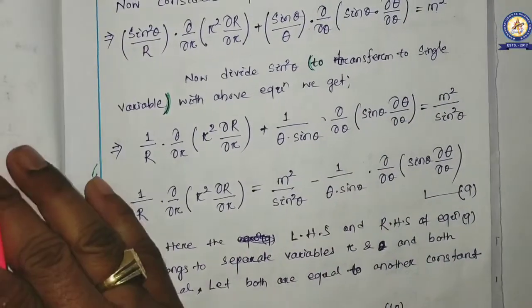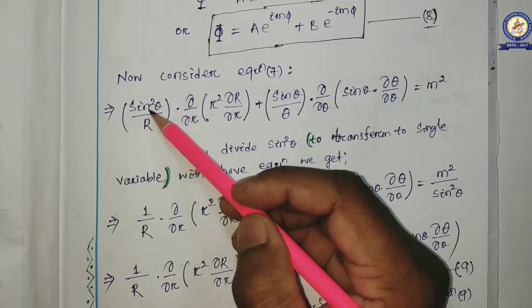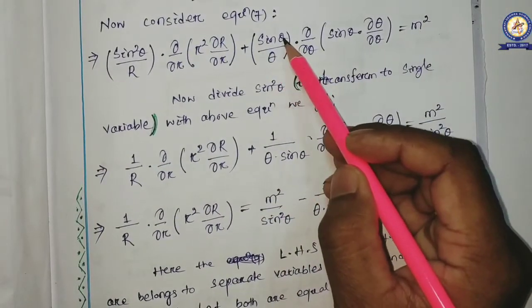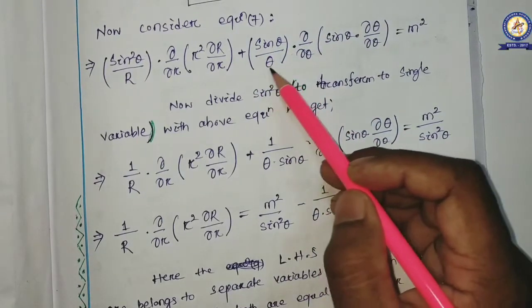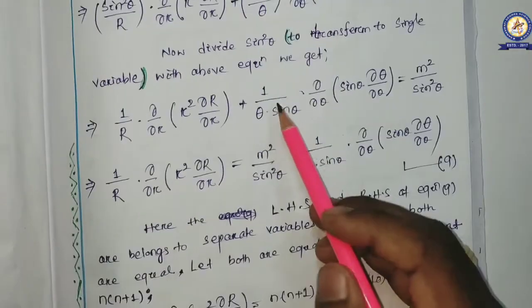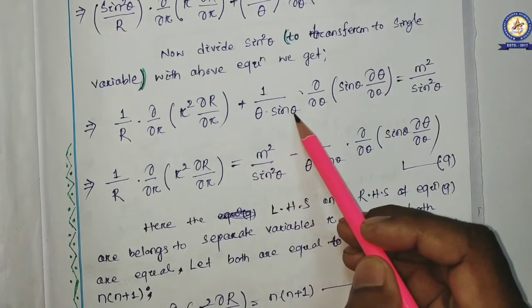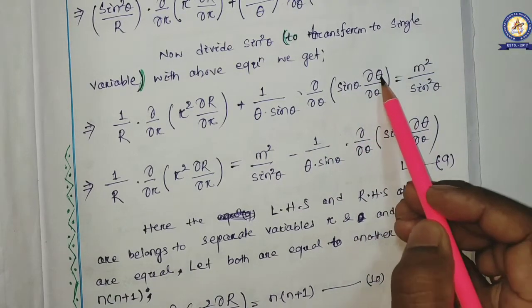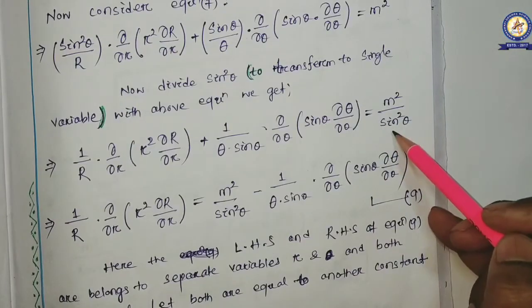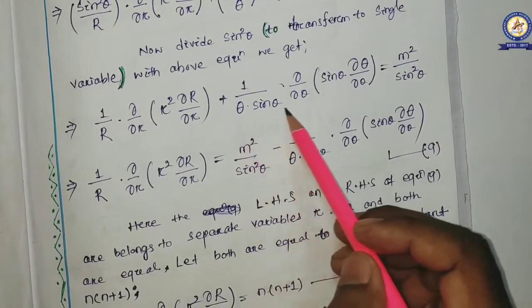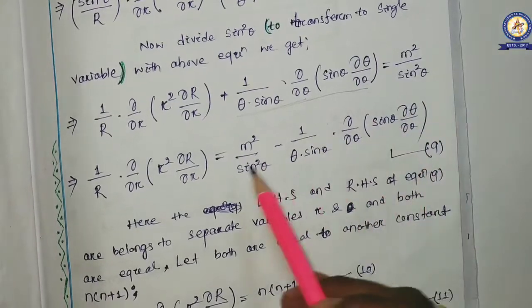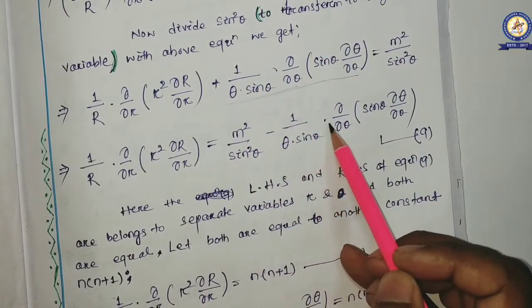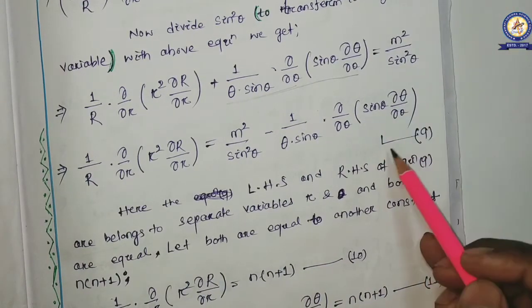So what we get here: if I divide by sine square theta, it will be 1 by r into del by del r of r square del by del r of capital R, plus, here sine theta is on the numerator, so dividing by sine square theta, one sine theta gets cancelled, and we get 1 by capital theta into sine theta into del by del small theta of sine theta into del by del theta of capital theta equal to m square by sine square theta. Now we have to take this whole term to the right hand side, so we get m square by sine square theta minus 1 by capital theta into sine theta into del by del theta of sine theta into del by del theta of capital theta. Let this be your equation number 9.